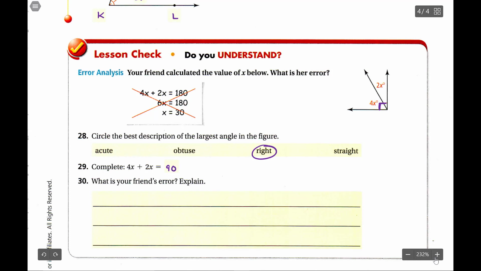So now we can go ahead and change this up. And we've already explained why the friend was incorrect, because she assumed it to be 180 degrees rather than 90, and that was the mistake that was made.